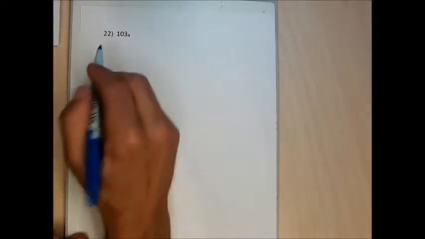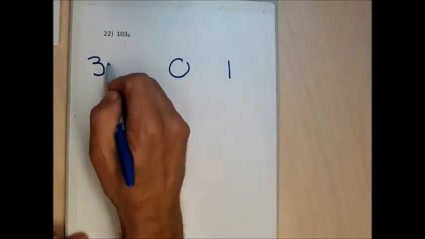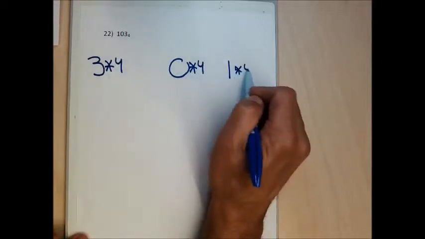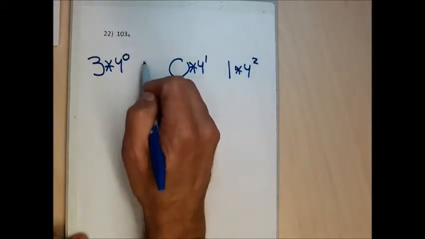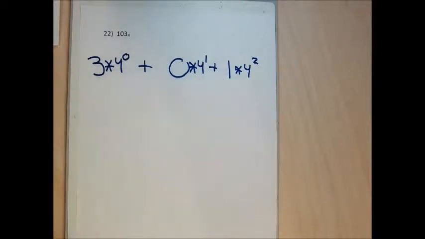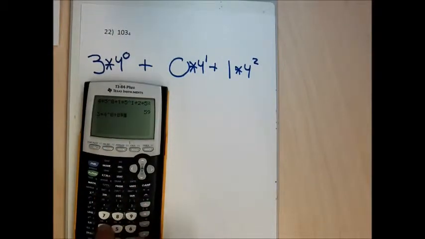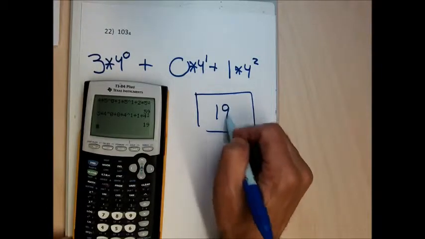22 wants me to take 103 base 4 and change it to base 10. I'm going to write the number backwards. I'm going to write a 3, a 0, and a 1. I'm going to multiply each by a 4. I'm going to give each of the 4s an exponent, starting at 0 and going up by 1 each time. And then I put plus signs between. So 103 base 4 can be turned into base 10 by doing this operation, which is 3 times 4 to the 0, plus 0 times 4 to the 1, plus 1 times 4 to the 2. The answer to problem 22, 103 base 4, is equal to 19.